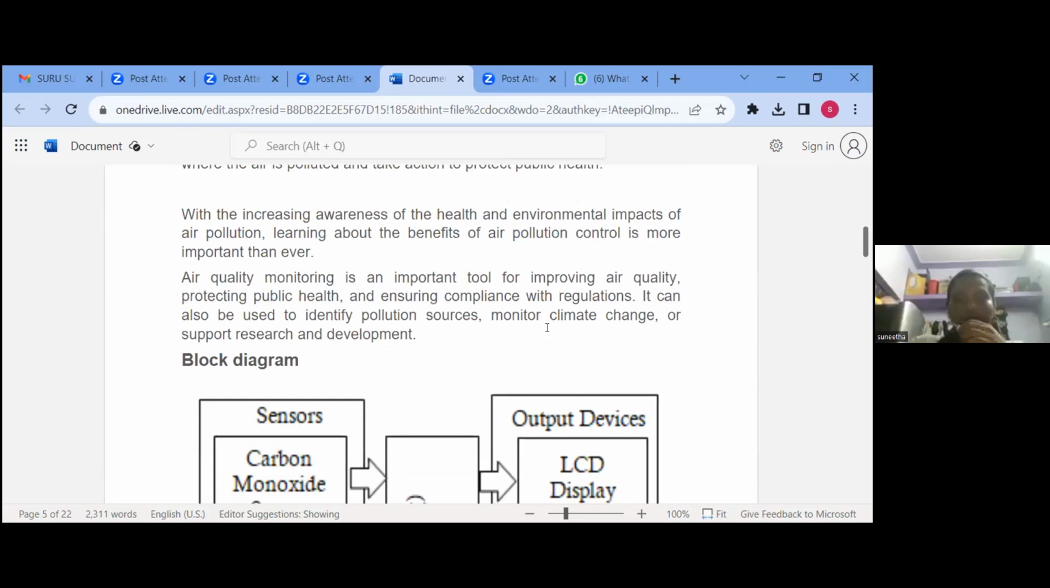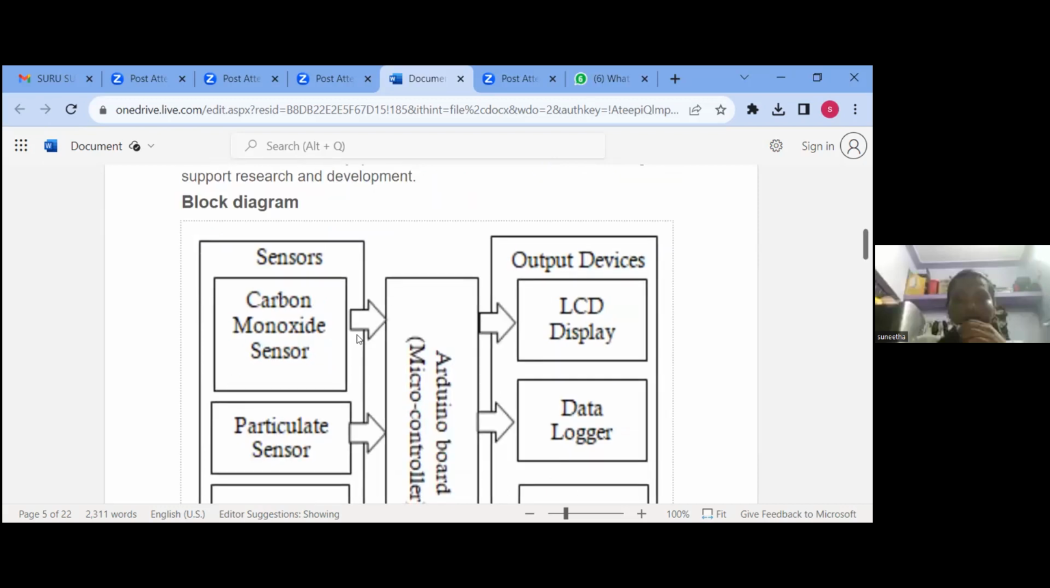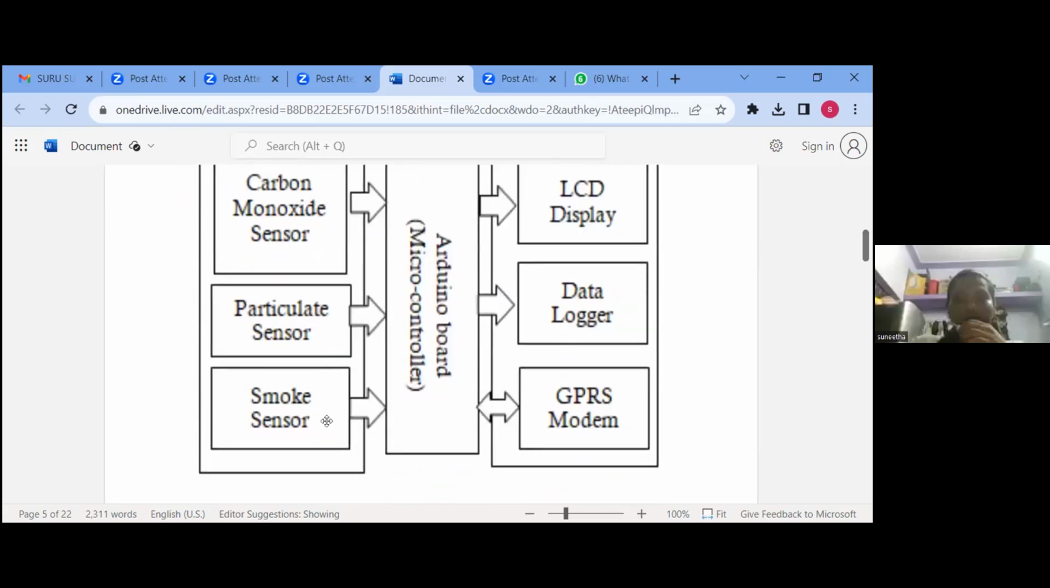And here we can see the block diagram of air quality monitoring. The block diagram includes input devices and output devices. Here the input devices are sensors. Sensors can be of many types. If you want to know the carbon dioxide level in the air, we can use a carbon dioxide sensor. If you want to know the particulate matter present in the air, we can use a particulate sensor.